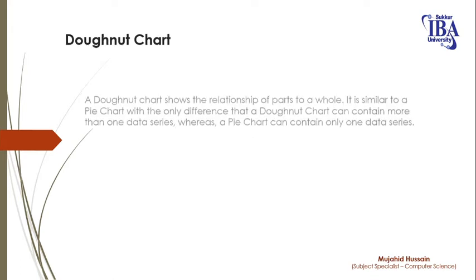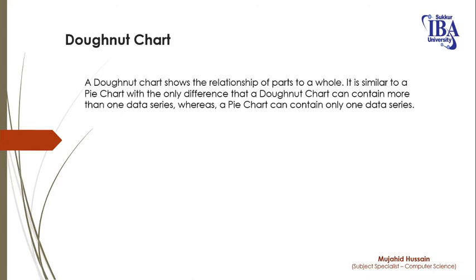Then donut chart. A donut chart shows the relationship of parts to a whole. It is similar to a pie chart with one difference: a donut chart can contain more than one data series, whereas a pie chart contains only one data series. It means if you want to work on a single data series, then a pie chart will be more suitable than a donut chart.